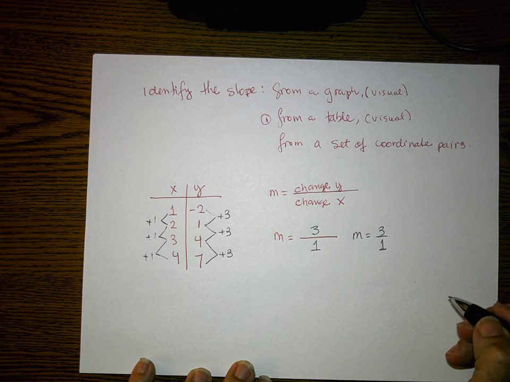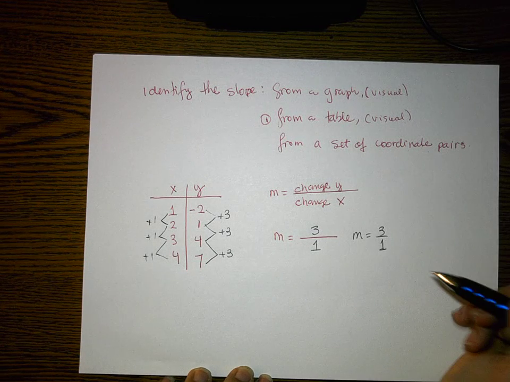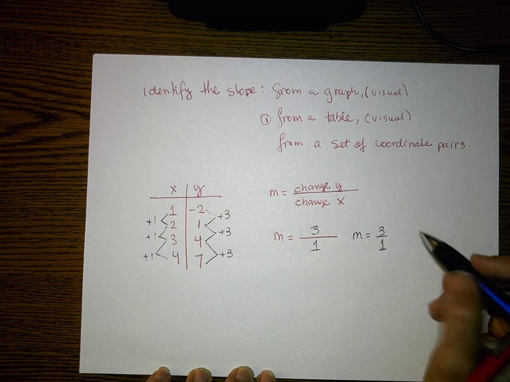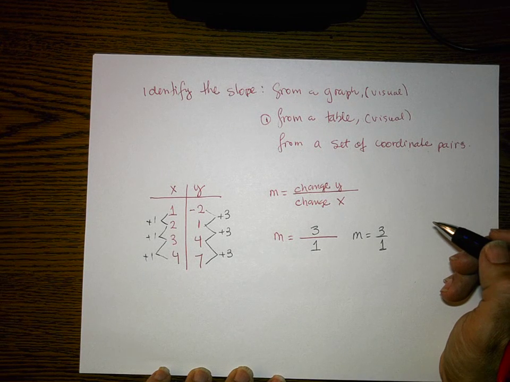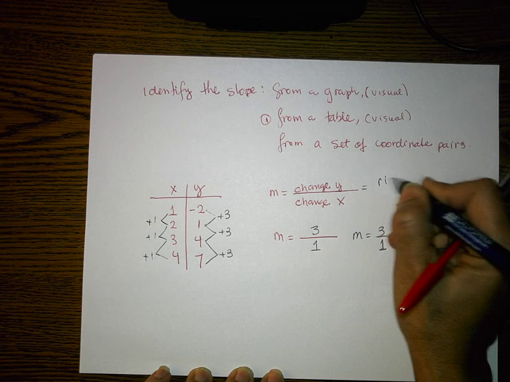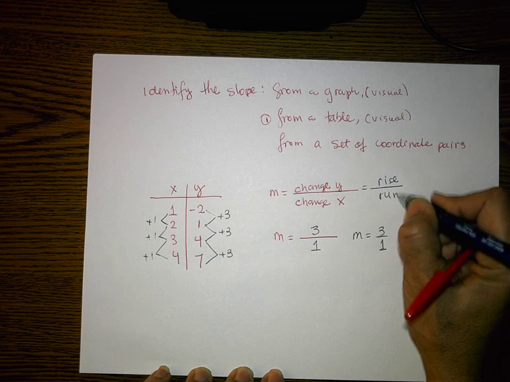And I'm going to keep it as a fraction. I know we are used to not having to write the number 1 in the denominator, it is not necessary, but I'm going to keep it. Okay? Have you guys ever heard a little saying of rise over run? Yes. Okay, so that's what it is right here. For the y values, we're going to call it rise. And for the change in x, we're going to call it run.